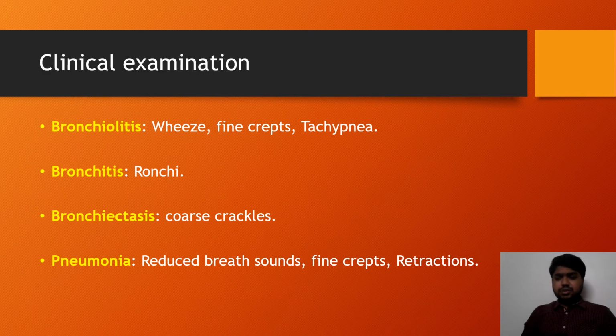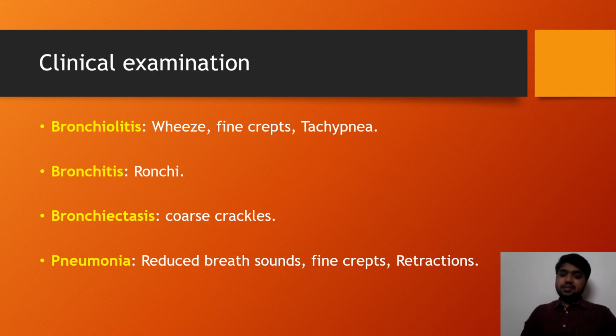So, clinical examination: what are the characteristic findings specific to each condition? In bronchiolitis, you can have crepts, you can have wheeze, and the child will be tachypneic. This is the classical picture. You will hear both wheeze and crepts. So this is bronchiolitis. Whereas in bronchitis, it is mostly rhonchi. There is a minor variation between wheeze and rhonchi which you need to know. Wheeze is when the terminal part of the airway is involved, whereas rhonchi are more coarse sounds when the major airways are involved.